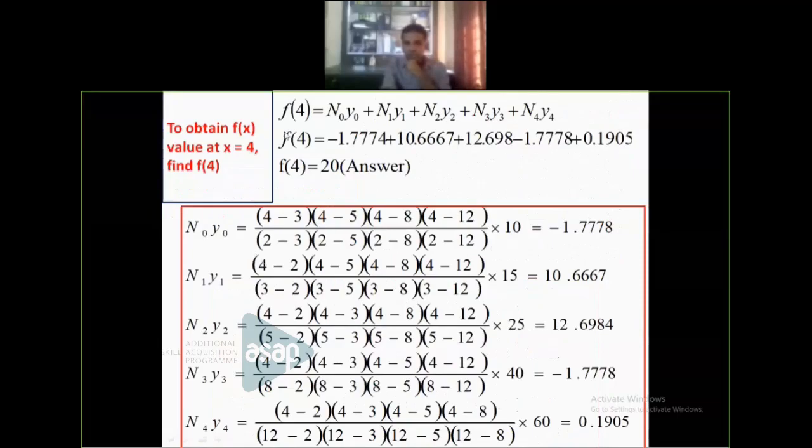When you multiply with the corresponding y0, these are the values that you get here. So the terms are: N0 y0 is minus 1.774, N1 y1 is 10.667, N2 y2 is 12.698, N3 y3 is minus 1.778, N4 y4 is 0.91905. And importantly, we get f(4) is 20. This is the answer for f(4) based on the Lagrange interpolating function.